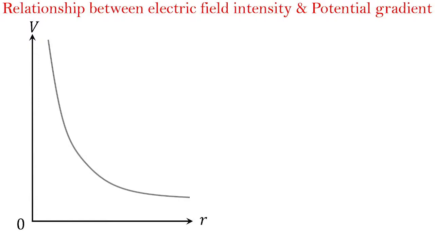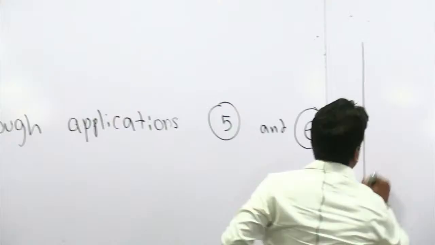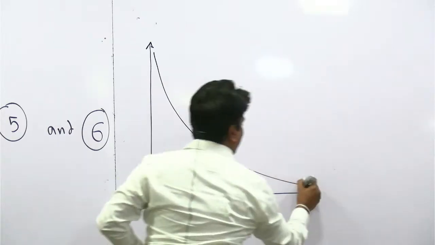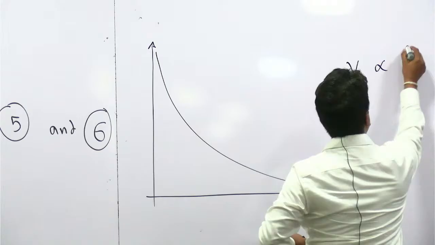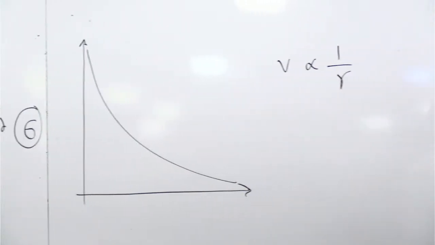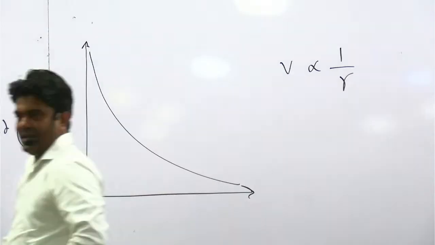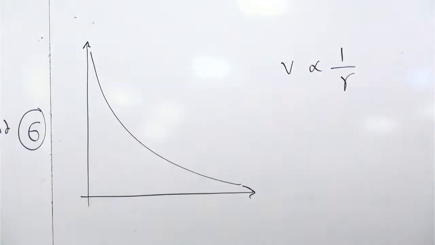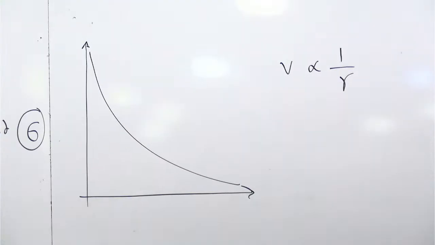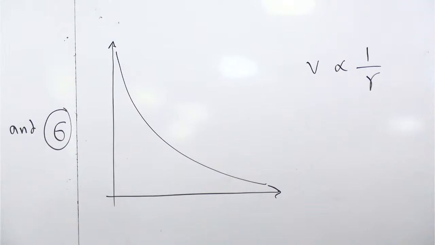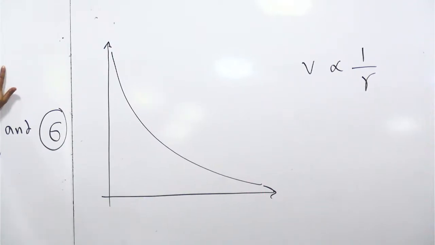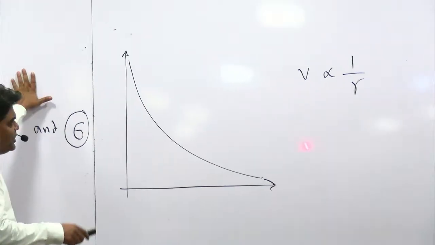Potential curve, we have drawn this, and more clearly, we know the relationship is what? Potential gradient. Right? Potential gradient. So what is this shape? Rectangular hyperbola. Hyperbolic shape. Right? So rectangular hyperbola, V proportional to 1 over R.